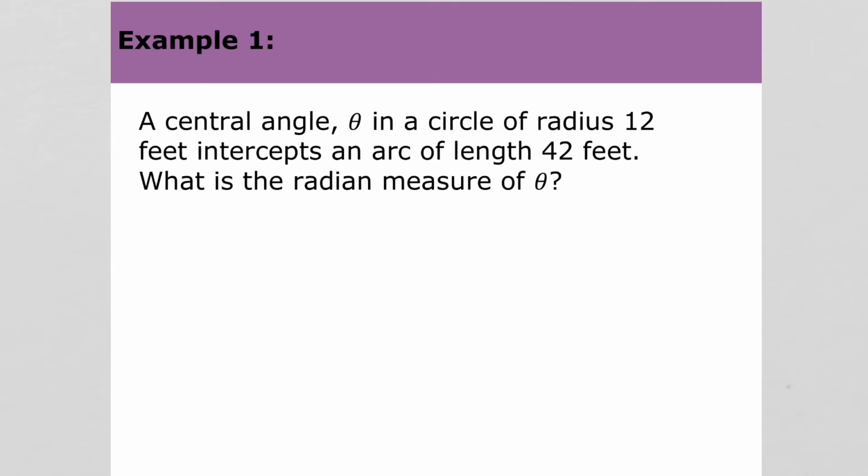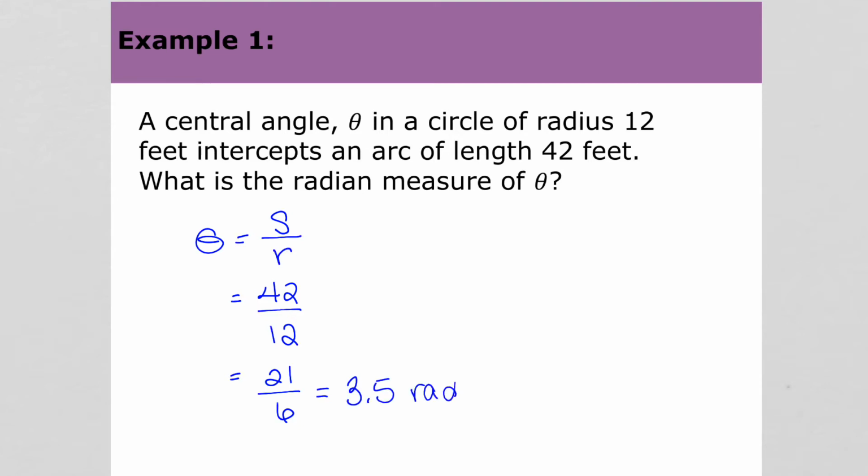So let's start with an example. A central angle in a circle of radius 12 feet intercepts an arc of length 42 feet. What is the radian measure of theta? So we said that theta is the length of the arc divided by the radius. The length of the arc is 42, the radius is 12. So we could reduce that to 21 over 6 if we wanted to leave it as a fraction, or change it to 3.5 radians. And we do need to write out the word radians here so we know what we're talking about.